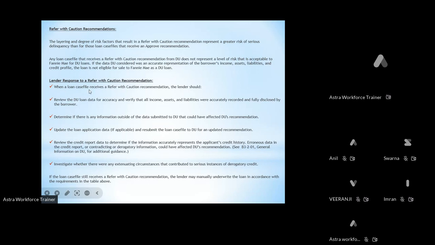When the loan case file receives a refer with caution recommendation, the lender should review the DU loan data for accuracy and verify all the income, assets, and liabilities were accurately recorded and fully disclosed by the borrower. Determine if there is any information outside of the data submitted to the DU that could have affected DU's recommendation. So what they're saying is, we have to verify everything. That's what I'm telling you, you have to cross verify everything. We should not blindly update what is mentioned in the DU, right? The DU also can be incorrect. So manual calculation has to be done.